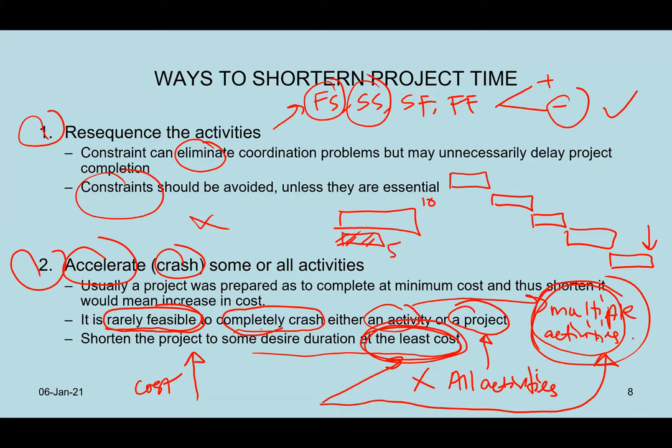You do not reduce the duration of all the activities. Otherwise, you are going to explode the project cost, which goes beyond something that you can afford. No. We do a controlled reduction of project duration. At the end of the day, the increase in cost is in a controlled manner. Okay, that is the issue.